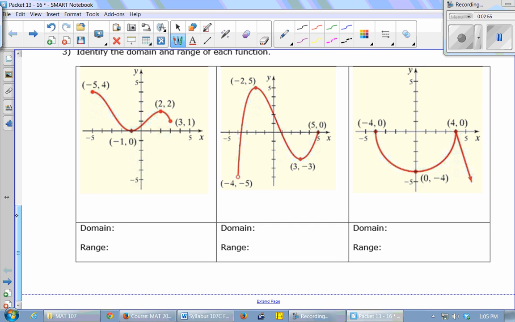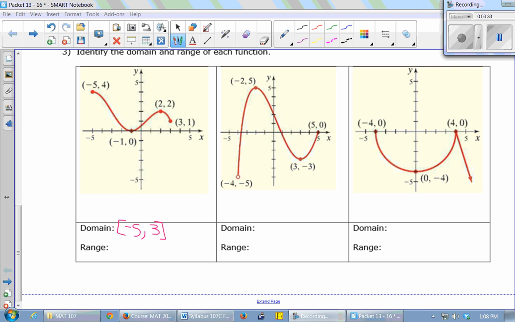All right, so you guys try a little practice. Identify the domain and the range of each of these graphs. Okay, so here's my function. When I talk about domain, I'm talking about just x values. What x values does this function live on? What's the smallest one? -5. And then it goes all the way up until the biggest one, which is 3. So I put -5, 3. Should I include those endpoints? Yes, because they're closed dots on those points. So I put square brackets.